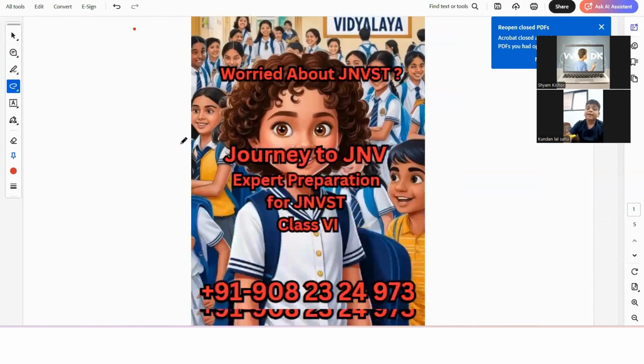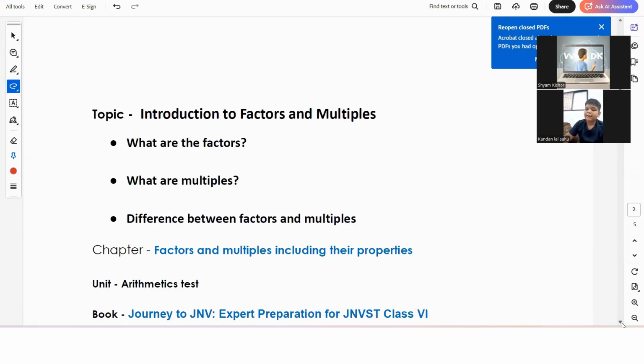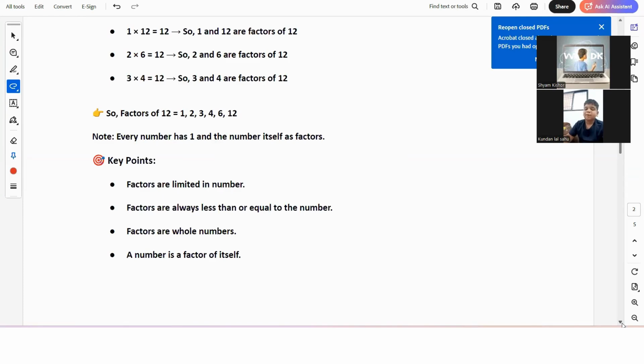Multiples are always greater than or equal to the number, and the smallest multiple of any number is the number itself. We can't find the greatest multiple of a number. The smallest factor of any number is 1, and factors are always smaller than or equal to the number, never greater than the number. Multiples are always greater than or equal to the number.